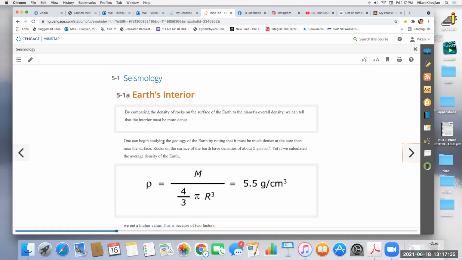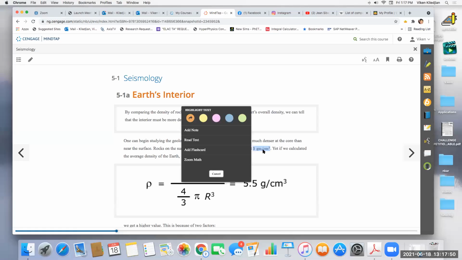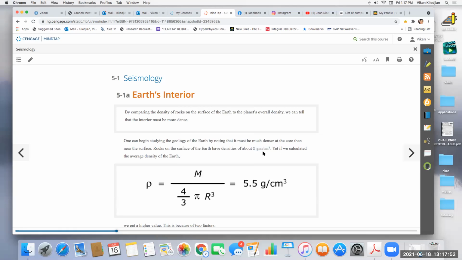So one can begin studying the geology of the Earth by noting that it must be much denser at the core than near the surface. Rocks on the surface of the Earth have densities of about 2 to 3 grams per cubic centimeter. So that's the density of the rocks at the surface of the Earth. But when we calculate the average density of the Earth by taking its mass and dividing by the volume of the Earth, this is the equation for the volume of a sphere. So if you do the volume of the Earth and then you take its mass, you divide them, you get 5.5 grams per cubic centimeter.